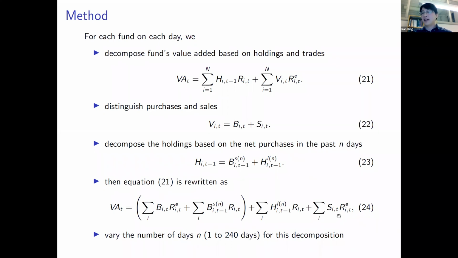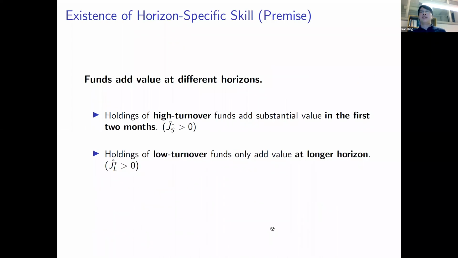And the third term is just for the sales on the same day. But the effect of the sales is negligible on the same day. And then we vary the number of days n from 1 to 240 days. For this decomposition, we can calculate the value added from their holdings shorter than a certain time period. So using this method, the first.